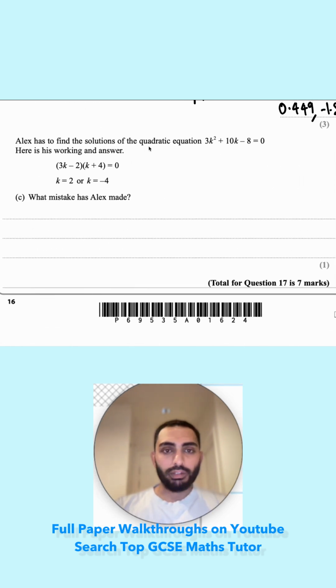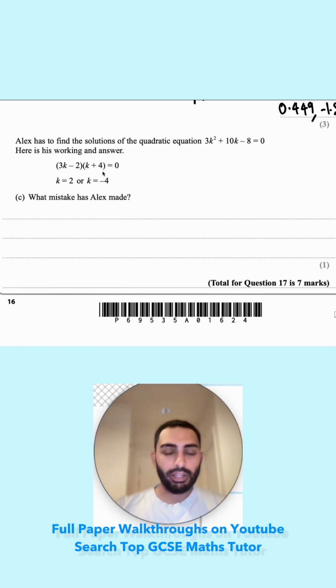Alex has to find the solutions of the quadratic 3k squared plus 10k minus 8 equals 0. Here is his working and answer. 3k minus 2 brackets k plus 4 equals 0 and k equals 2 or k equals negative 4. What mistake has Alex made? So let's just take a look at this. If I expand this bracket out, do I get this?